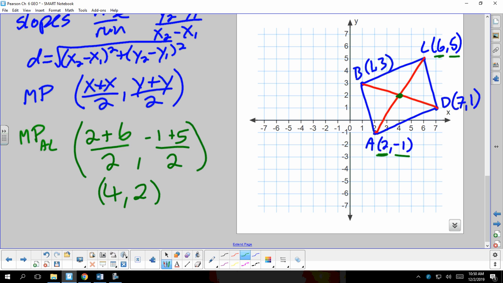Take a second. Find the midpoint of BD. See if you can use that formula. This is the easiest way to show something is a parallelogram in the coordinate plane. So take a second. Give that a whirl.